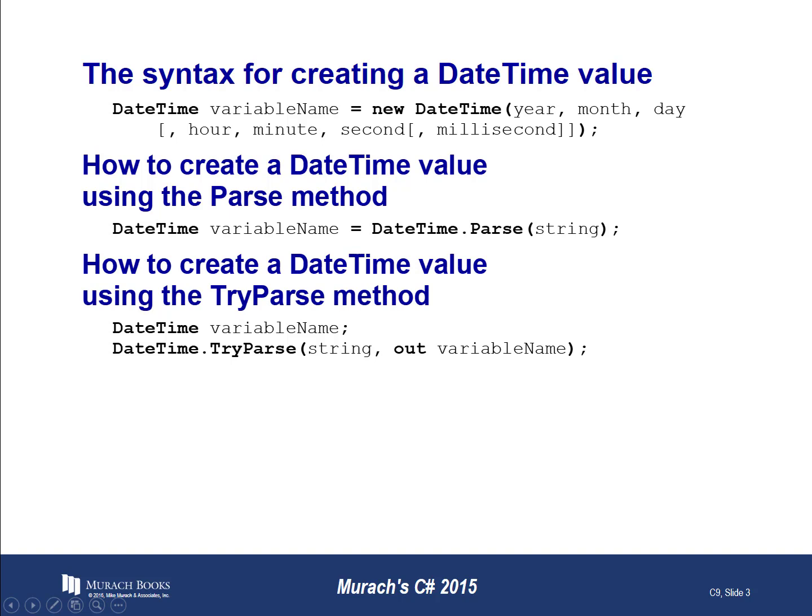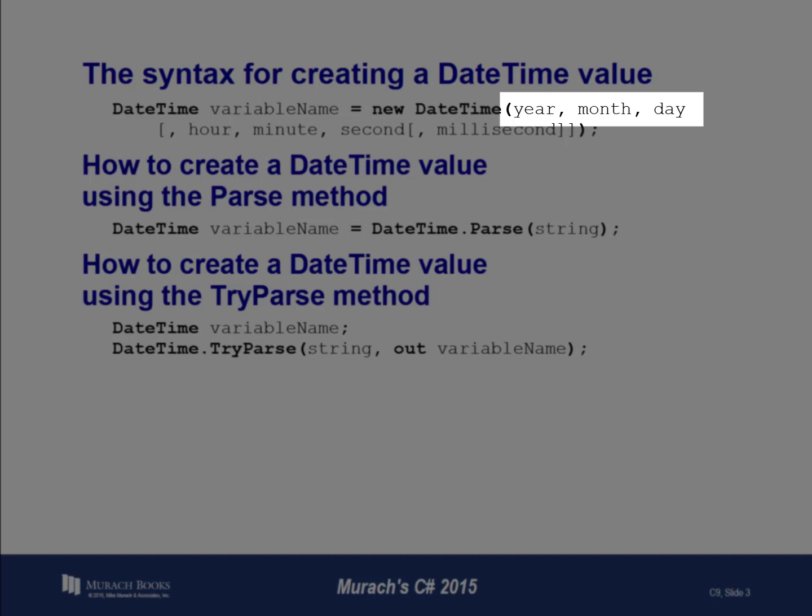Dates and times in our programs can be very handy, especially for things like a time date stamp when we're collecting information from our users and storing that information. There's an object that's built into C# called the DateTime object, and every DateTime object includes a year, a month, and a day. You can optionally include the hour and the minute and the second, and you can even include the millisecond if you need that level of precision.